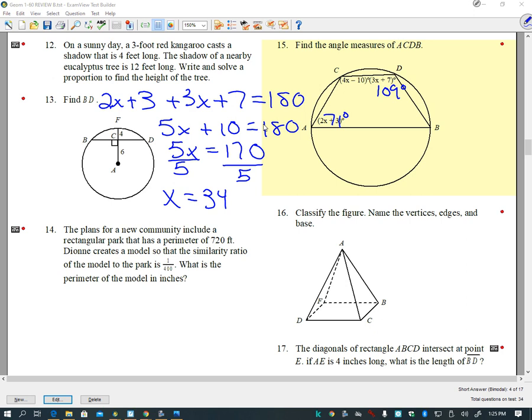Now here's where we have some new information. So we're going to do 4 times 34 and subtract 10. That's 126. And if you want to find B, you subtract 126 from 180. You should get 54 degrees. So you should have 71, 54, 126, and 109. Does that make sense?